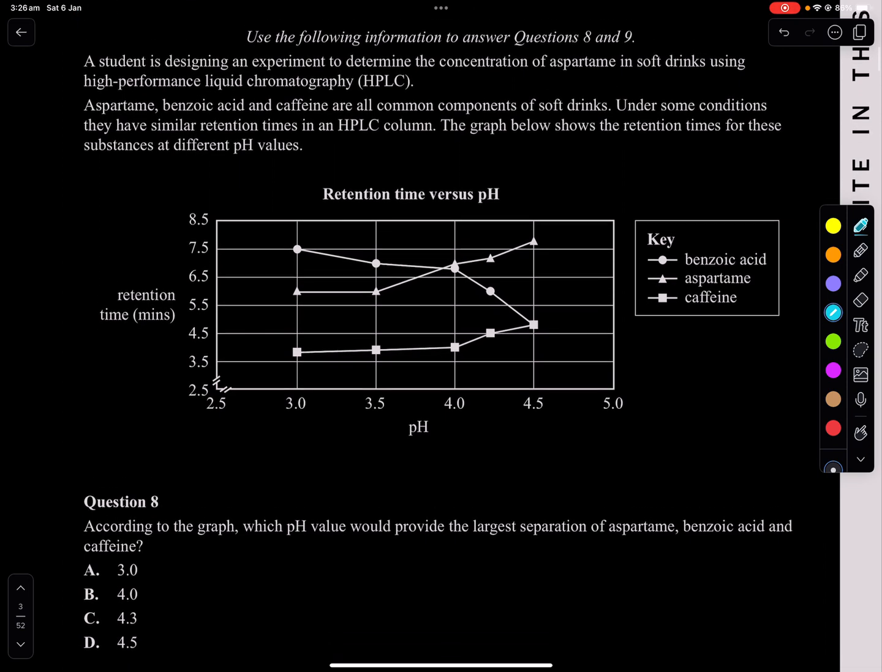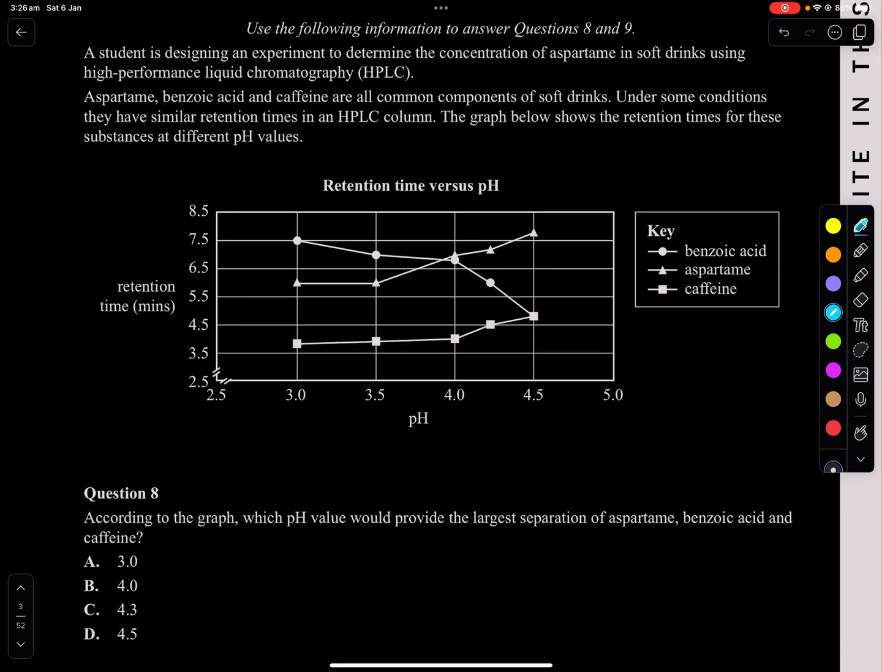Use the following information to answer 8 and 9. Okay. A student designing an experiment to determine the concentration of aspartame in soft drinks uses high-performance liquid chromatography. Aspartame, benzoic acid, and caffeine are all common components of soft drinks. Under some conditions, they have similar retention times in the HPLC column. Okay. The graph below shows the retention times for these substances at different pH values.